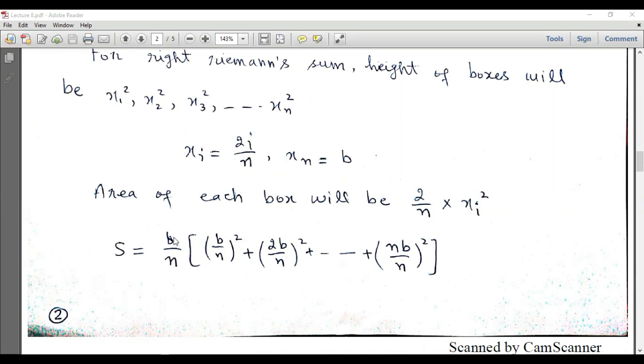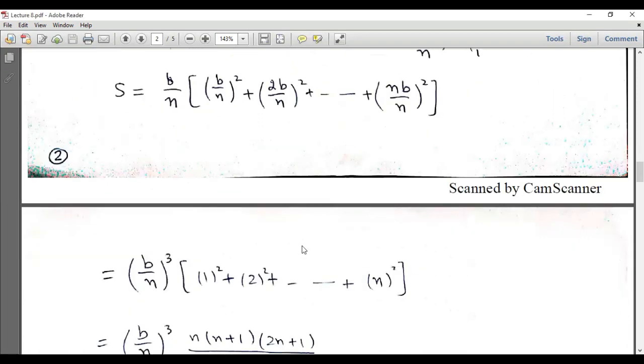So s will be equal to delta x, which is equal to b over n, times x1 square plus x2 square plus so on up to xn square, and xn is equal to b. So this is actually b square, and it is written as n b over n square, and the area of each box will be equal to b over n multiplied by xi square. So let's evaluate this sum.